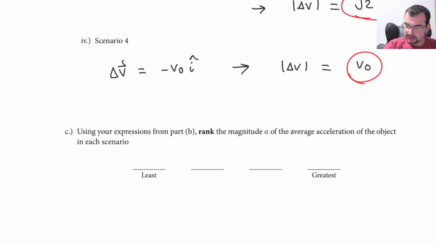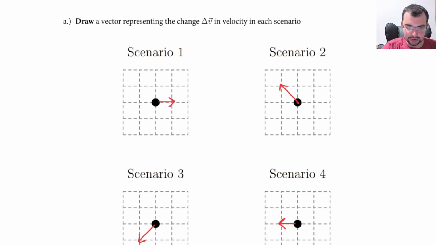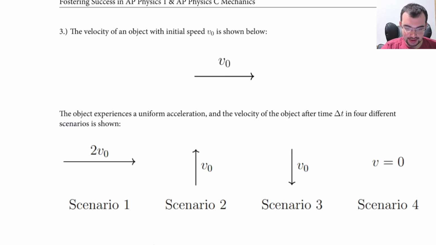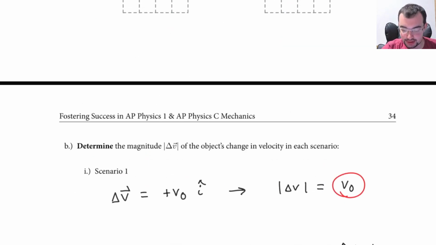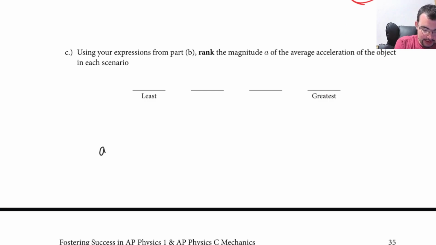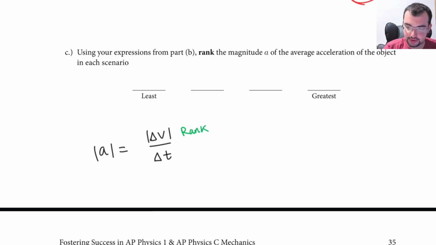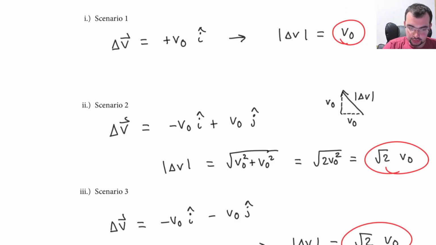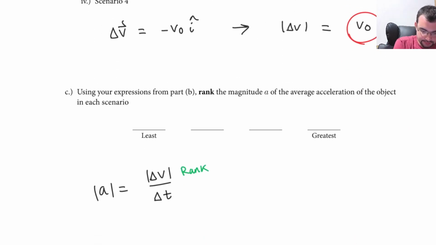So let's rank the magnitude of the acceleration in each scenario. It does tell us that these velocities are achieved after the same time. So acceleration is just delta v over delta t magnitude wise. So we're just ranking this numerator because the denominator is the same. So we have a two-way tie, 1 and 4. And then we have another two-way tie.